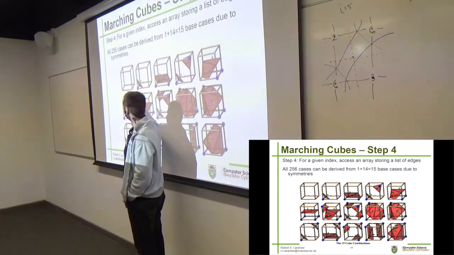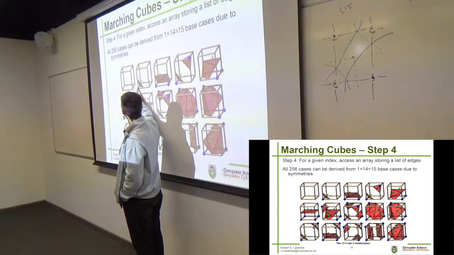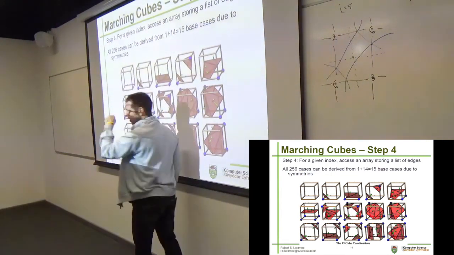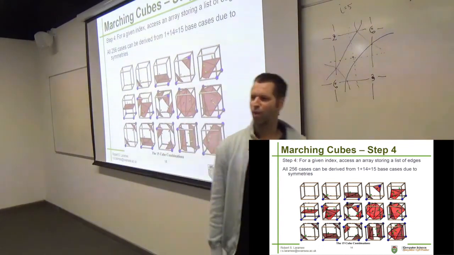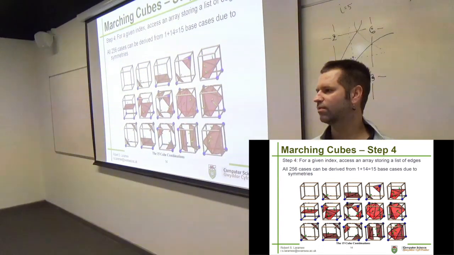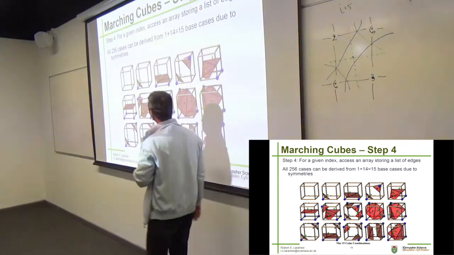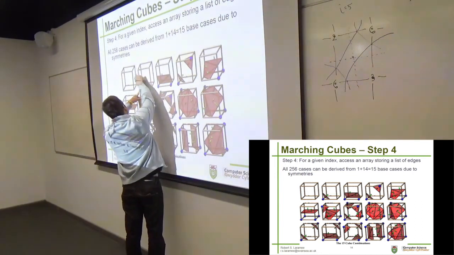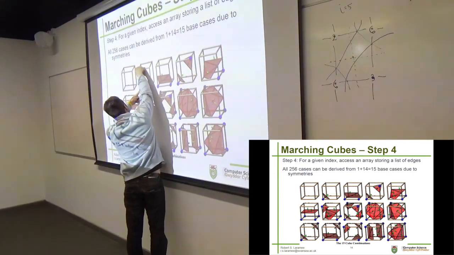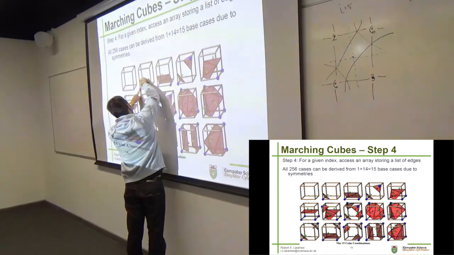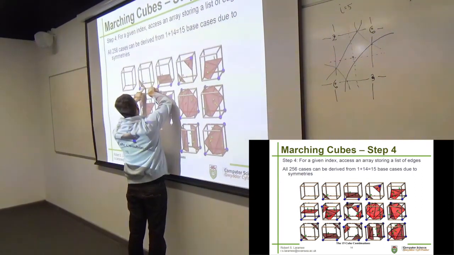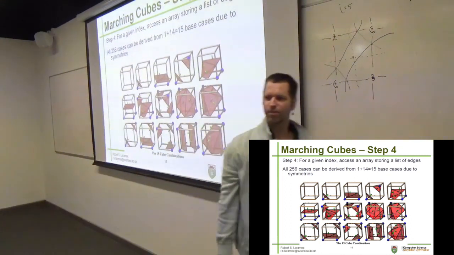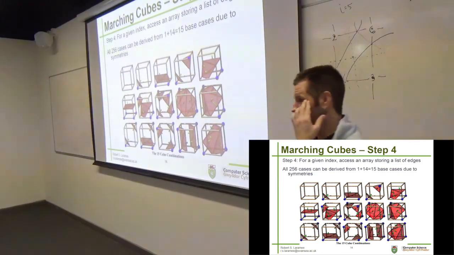Only one. In this case, we know that there's an edge intersection here, here, and here, and we can connect those three intersections to form one triangle. If only one falls below the isosurface, that means the rest of them fall above the isosurface. Right? So we get an edge intersection here, here, and here. So 1, 2, 3. And they're connected to form one triangle. One piece of the isosurface.